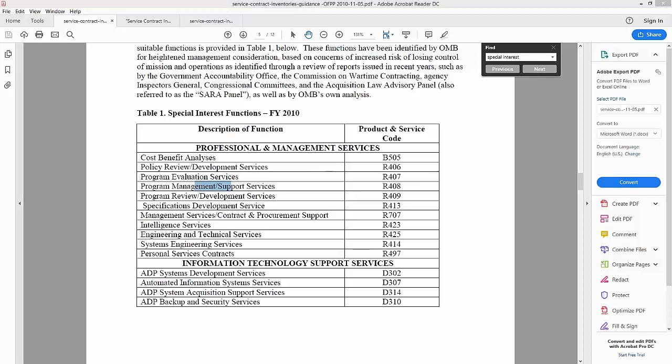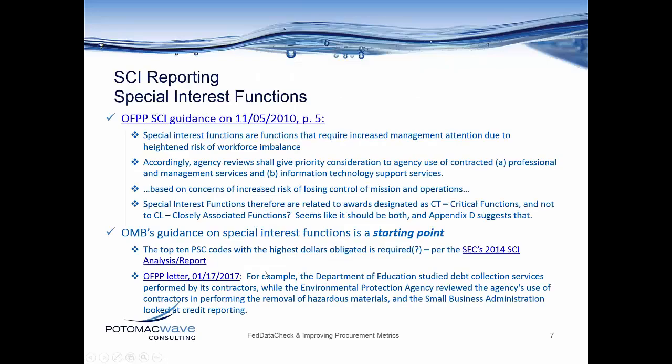Okay, let's keep going. OMB guidance on special interest functions. It's a starting point. The top 10 PSC codes with the highest obligated amount is required. When you're going through your service contract inventory, you're going to want to look at not only your special interest functions, but also the PSC codes with the highest spend.